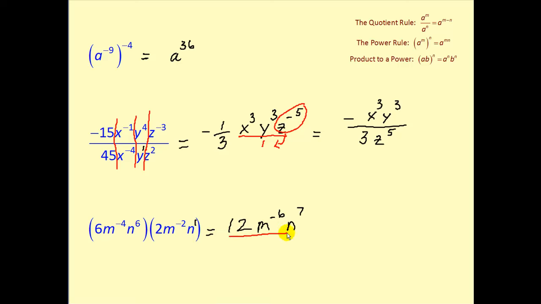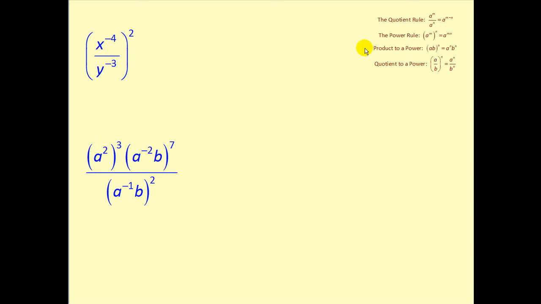Again, if this is in fraction form, we'd have a 1 in the denominator. Therefore, to make this a positive exponent, we can move it across the fraction bar or down to the denominator, which would give us 12 n to the 7th divided by m to the 6th. Let's go ahead and take a look at 2 more.